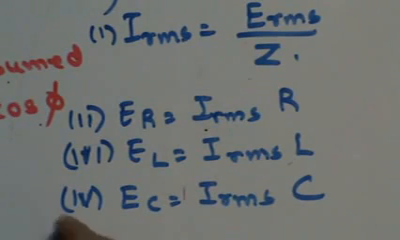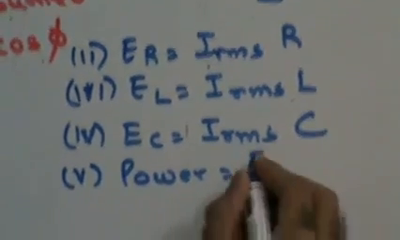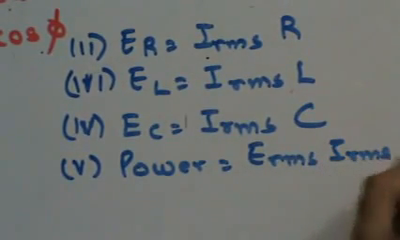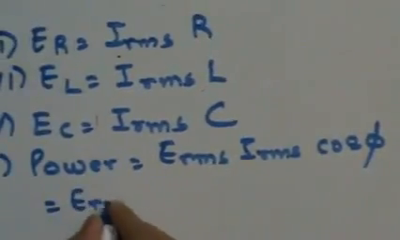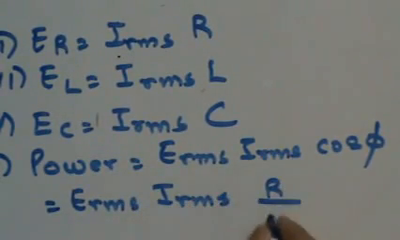Next, they will ask you to find out the power factor. Power factor is nothing but ERMS into IRMS into cos phi, where cos phi is nothing but R upon Z. So this will be ERMS IRMS into R upon Z. That will be the power factor, right?